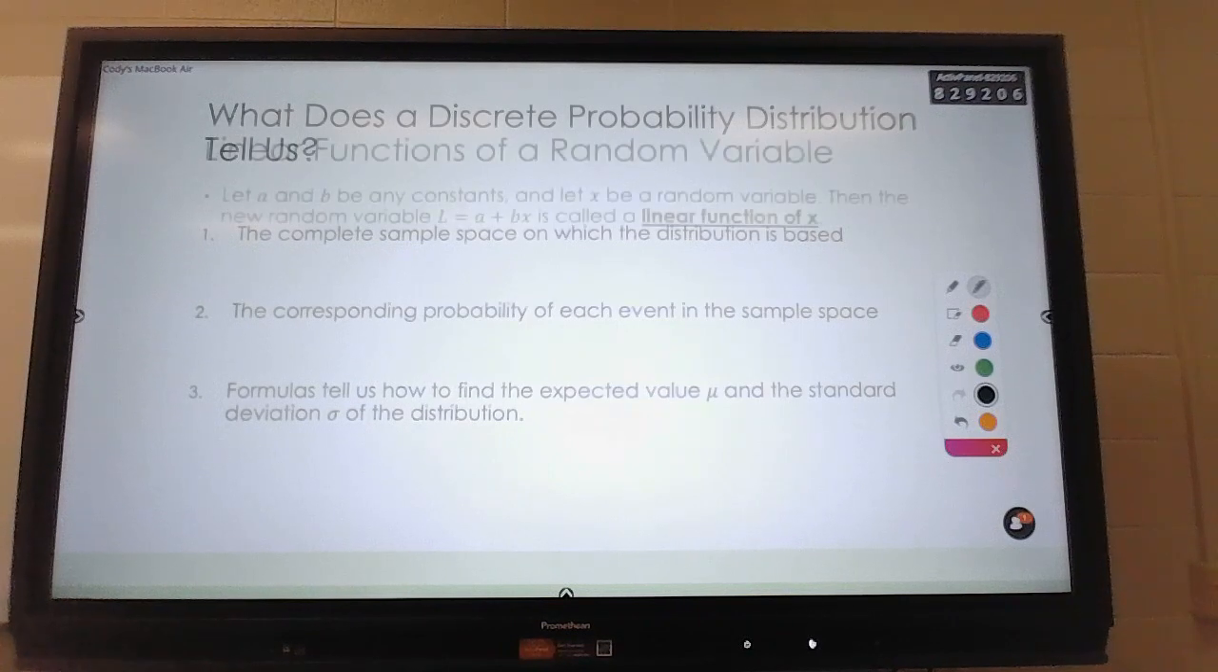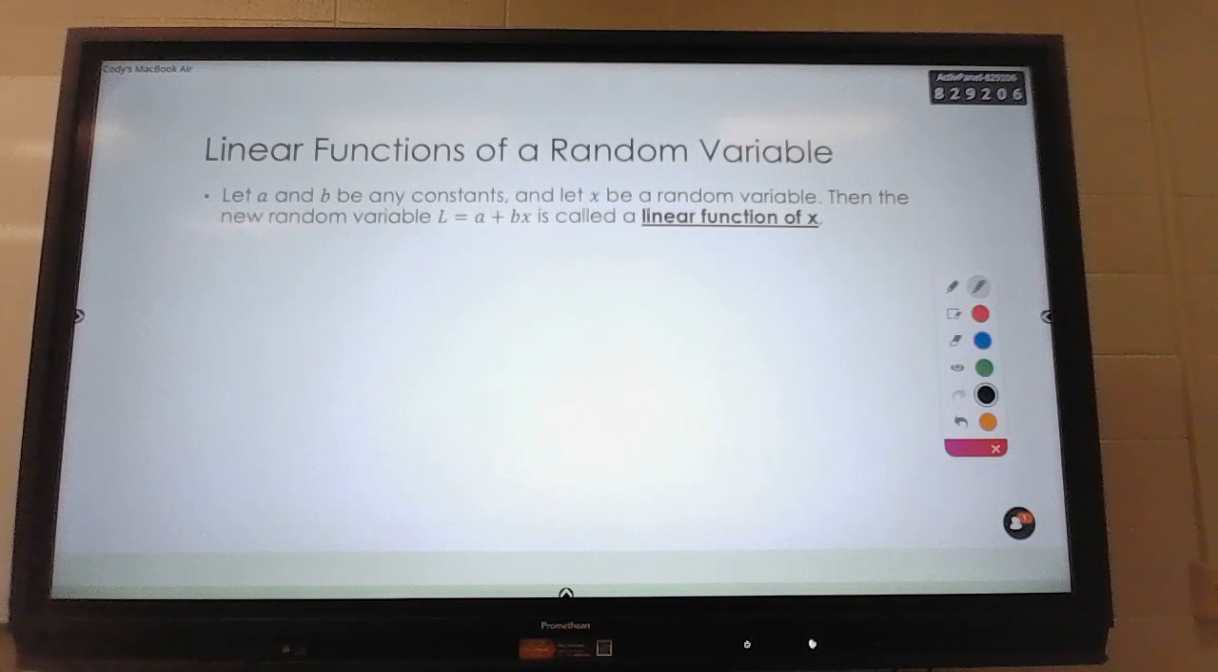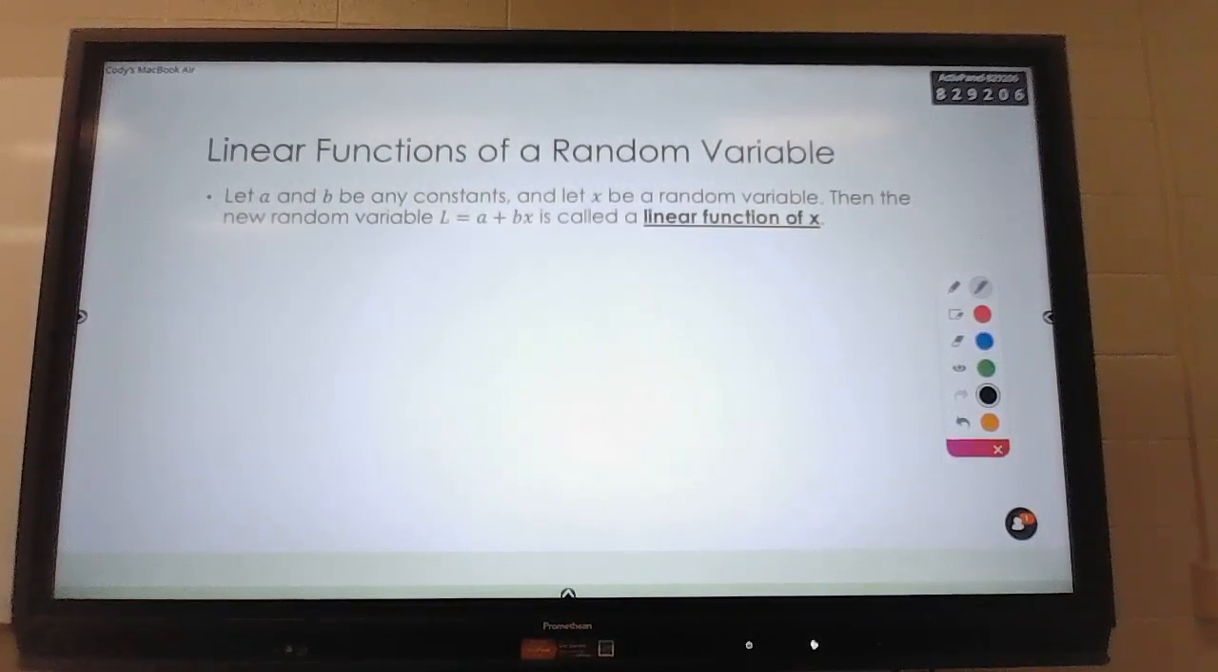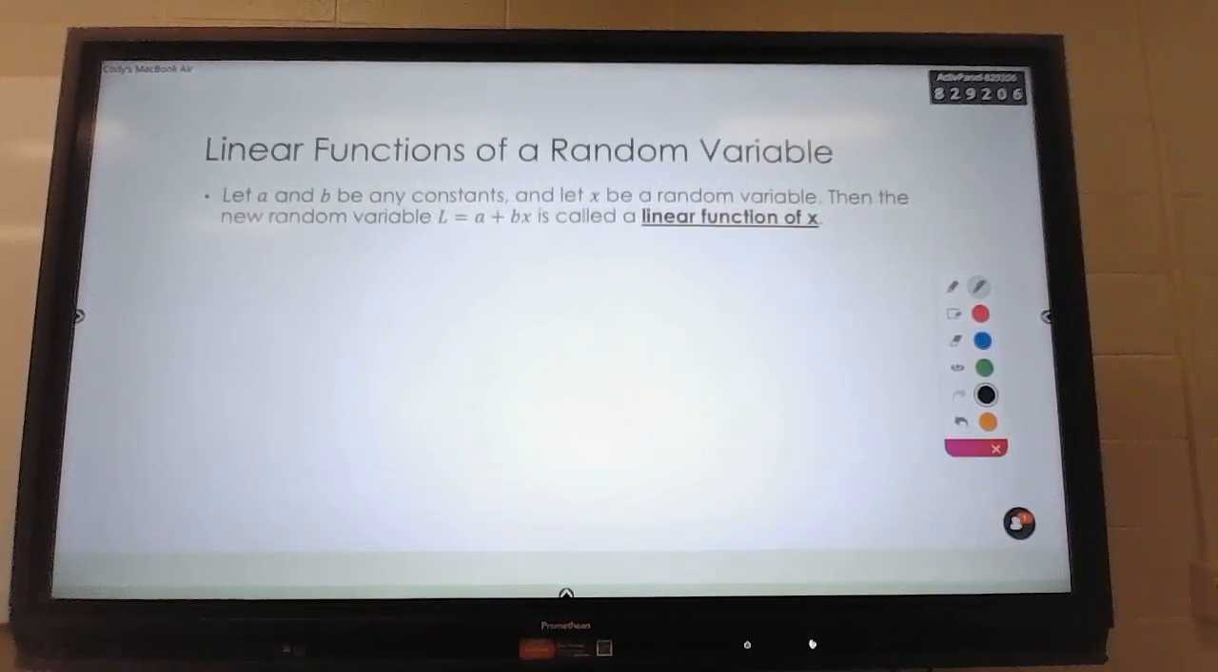Last thing I want to cover here in this section is on combining random variables. Right, so I don't have to deal with just one random variable. I can also calculate discrete probabilities with more than one variable. So if I have two constants a and b, and x is a random variable, then I can create a linear function of x with a new random variable called L, where L is equal to a plus b times x. And, again, just like before, these types of variables also have a mean.